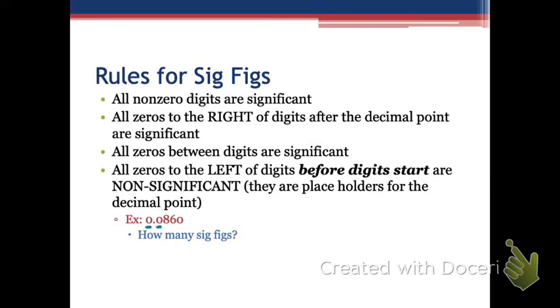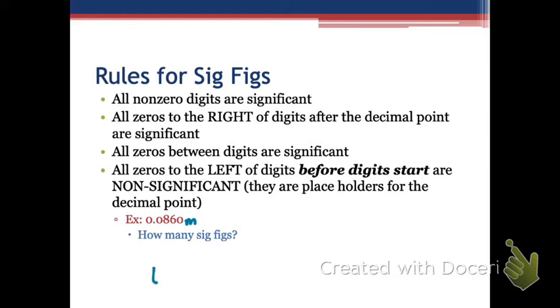These zeros are both non-significant, and here's why. Let's say that this was measured in meters, 0.0860 meters. Shouldn't I have just measured in centimeters instead? Right? If we're thinking in the metric system, I could have just used a different unit to take that measurement. That would have made more sense, right? So rather than have numbers that are really teeny tiny and have a bunch of zeros before, I should have measured with a different tool, okay? But those zeros are non-significant.